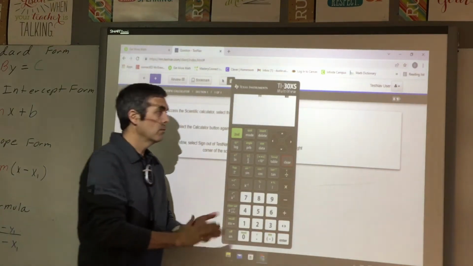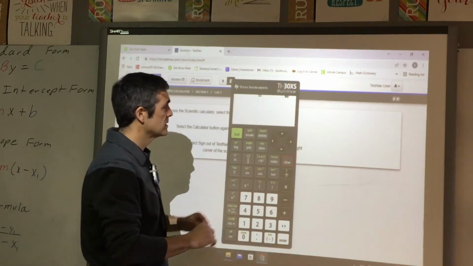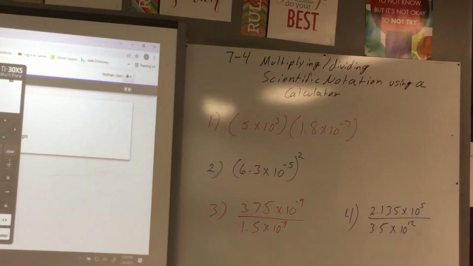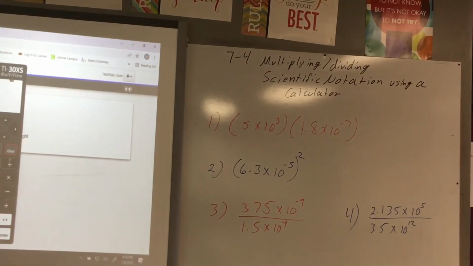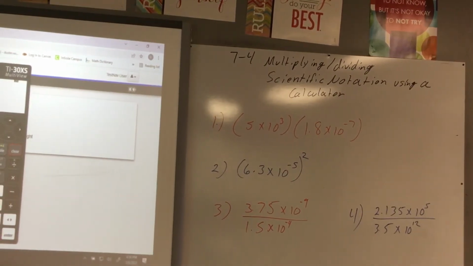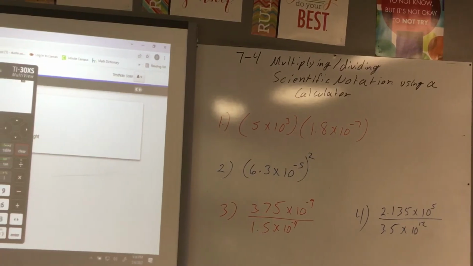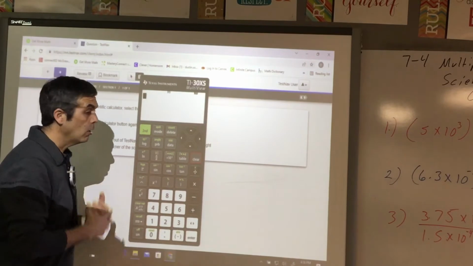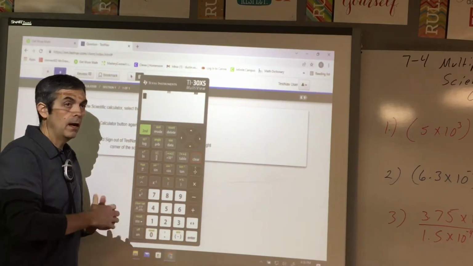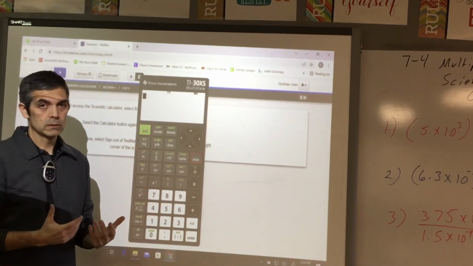Okay, so once you've got it there, clear out of that. All right, and now we're going to plug in this number. What we have is 5 times 10 to the third times 1.8 times 10 to the negative 7th, and these two things are being multiplied together. Since it's all multiplication, I don't have to put parentheses around this.